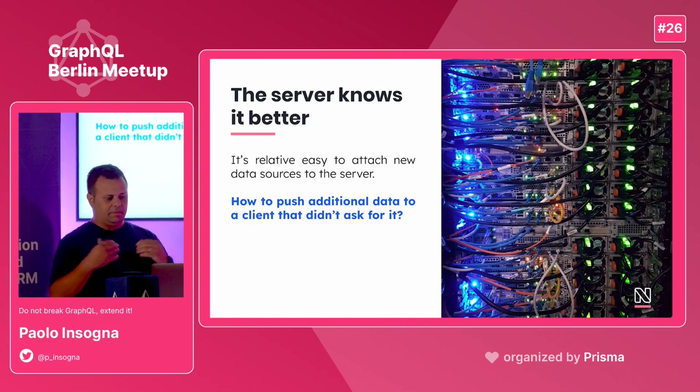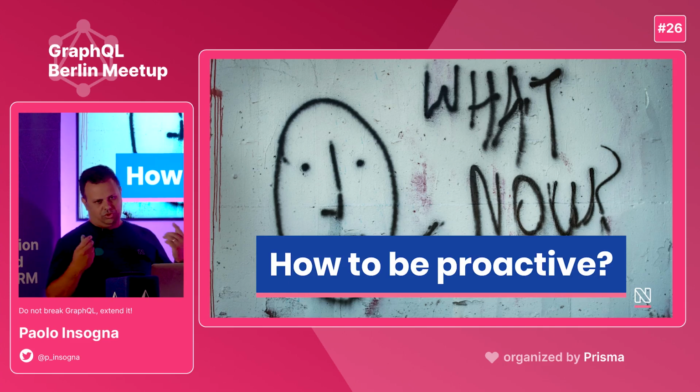There is only one thing to consider. The server knows better. It's very easy to attach new resources to a server, and the problem arises when we have to push these changes to the client. How do we do that? How can we push this data to a client that has not asked for this data and doesn't even know that this data exists? Which basically is, how can we be proactive?